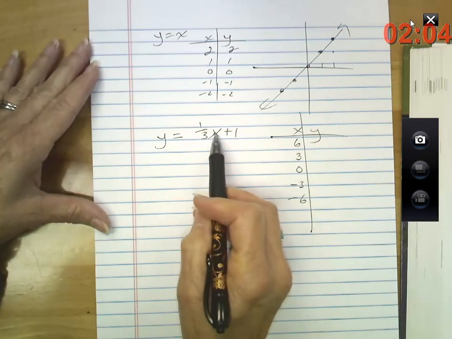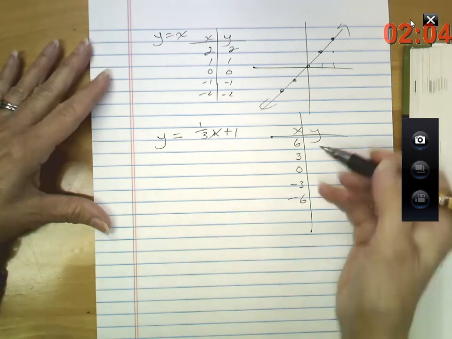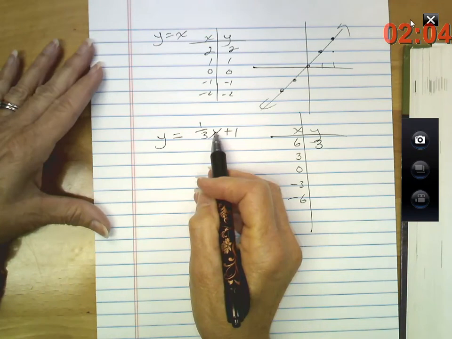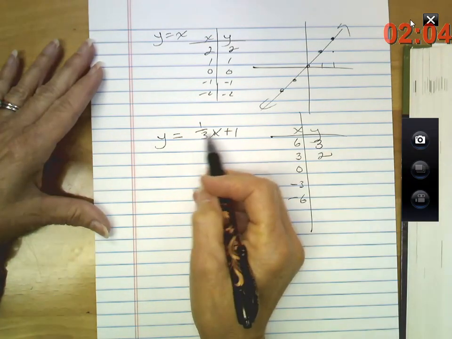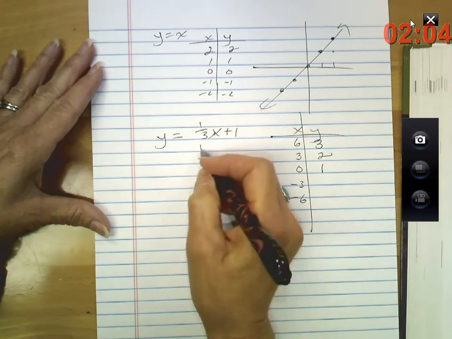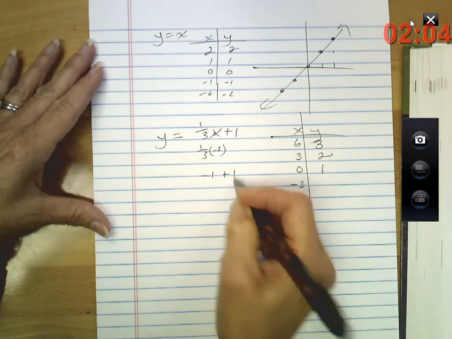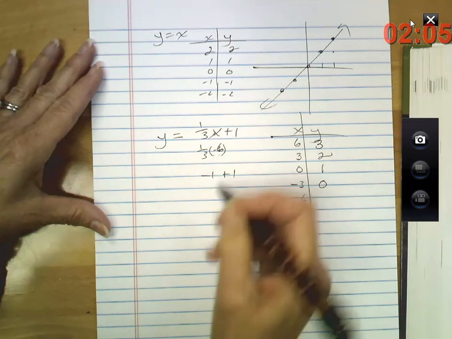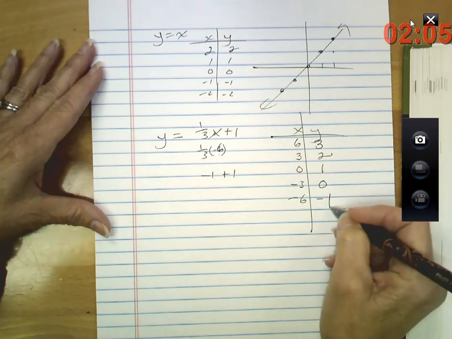Alright, so if I put 6 in here, 1/3 of 6 is a 2, plus 1 is 3. If I put a 3 in there, that ends up being a 1 plus 1, or 2. If I put a 0 in there, that part's 0, so that's a 1. If I put a negative 3 in here, that ends up being a negative 1 plus 1, or a 0. If I put in a negative 6, that's a negative 2 plus 1, or what, a negative 1.